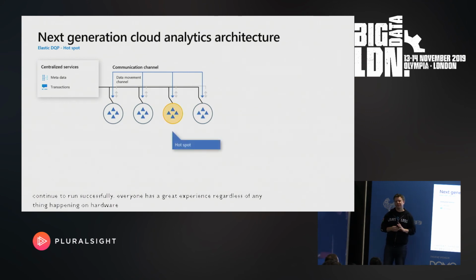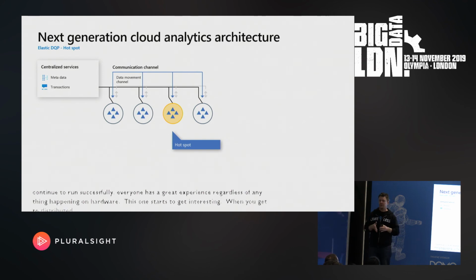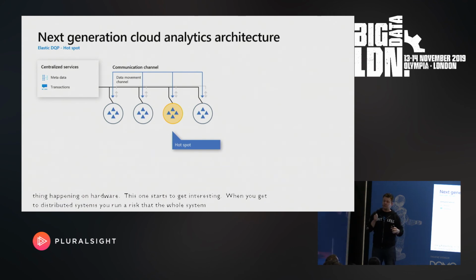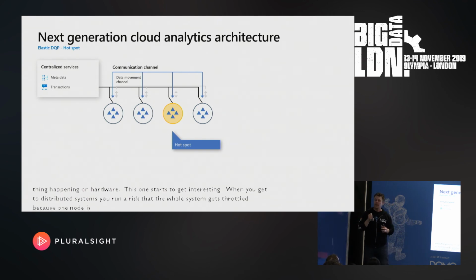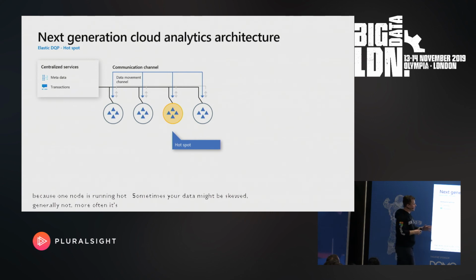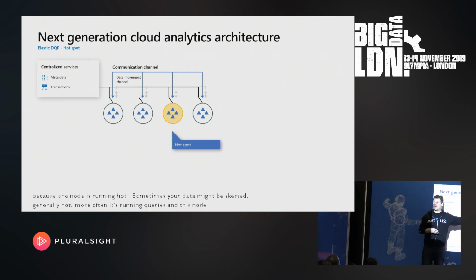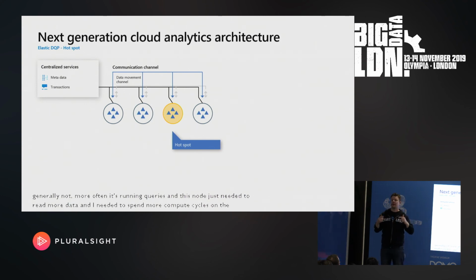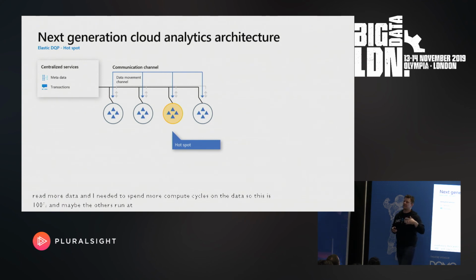This one actually starts to get really interesting. When you get into distributed systems, you run a risk that the whole system gets throttled because one node is running really hot. And sometimes your data might be skewed, generally not. More often it's a byproduct that I'm running queries, and actually this node just needed to read more data. And I needed to spend more compute cycles on the data. And so this one's running at 100%, and maybe the others are only running at 50%. This is where you can start to do some really, really clever things.